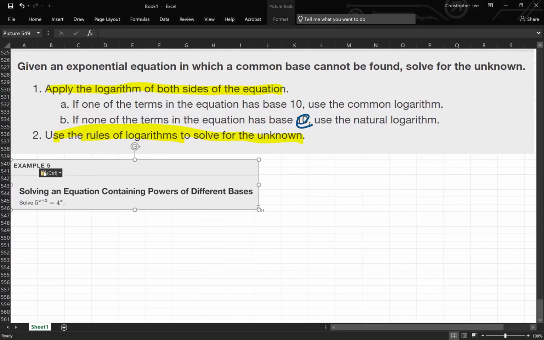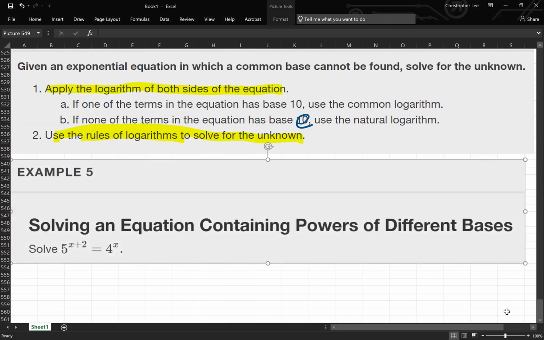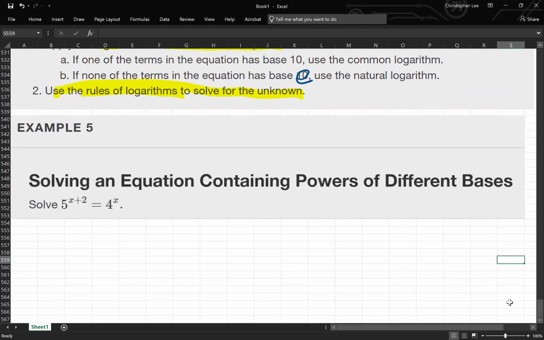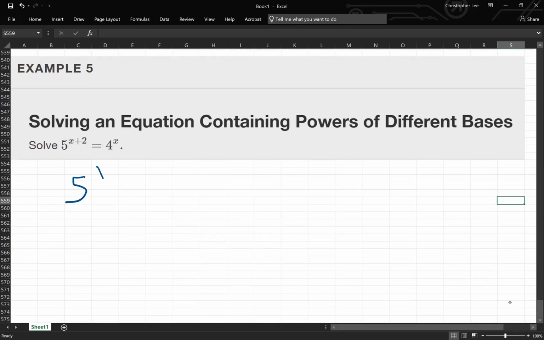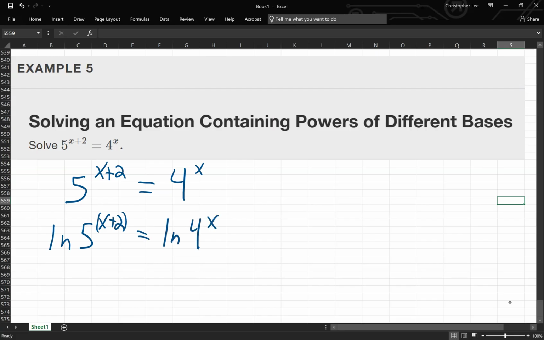For example, I have 5 to the x plus 2 is equal to 4 to the x power. Now I want to solve this, right? So here's what I'm going to do, right? I have 5 to the x plus 2 is equal to 4 to the x power, right? I want to get that the x is by itself, so I'm going to use the natural logarithm. You could use the regular log too. I like to use natural logarithm only because it's 2 letters and log is 3 letters. It was less for me to write. That's my only reason. So I have ln of 5 to the x plus 2 is equal to ln of 4 to the x power, right?